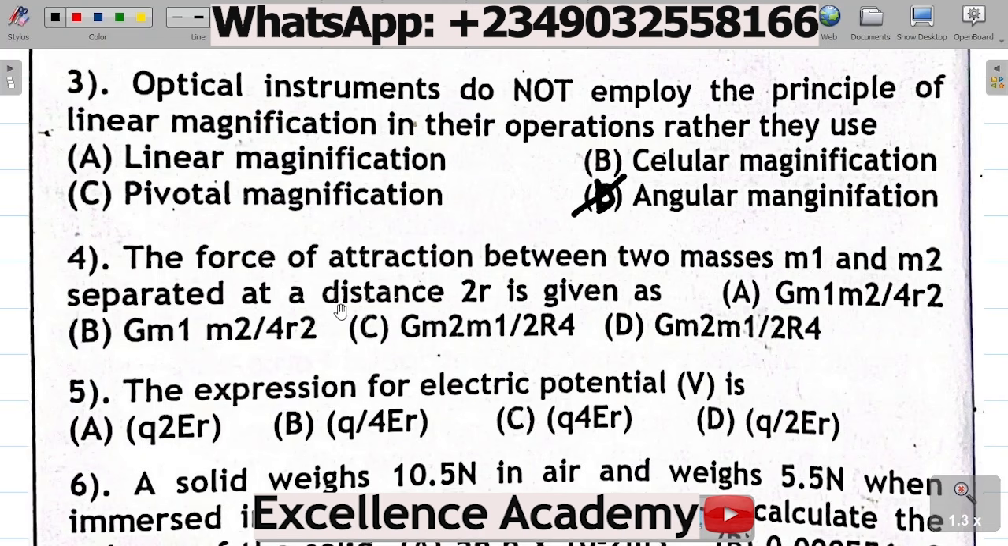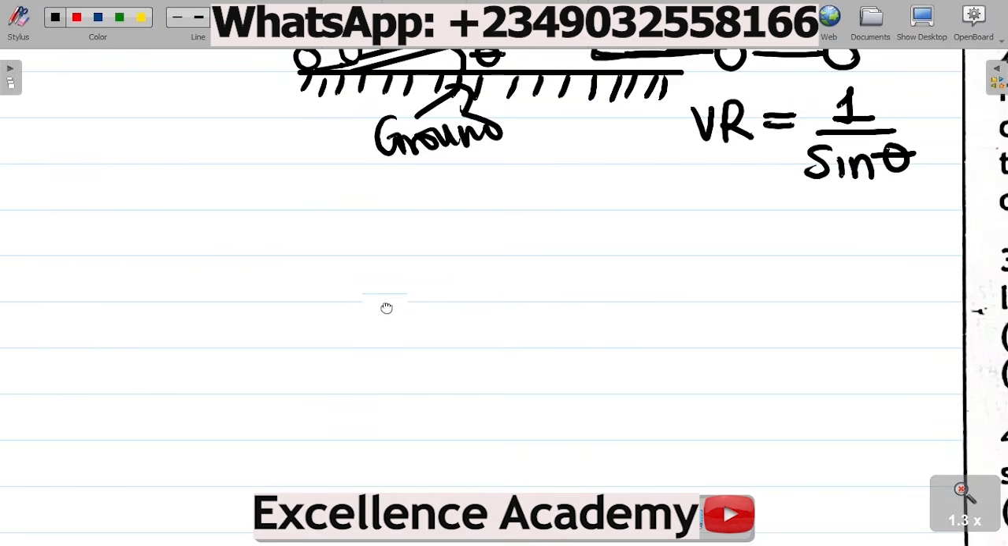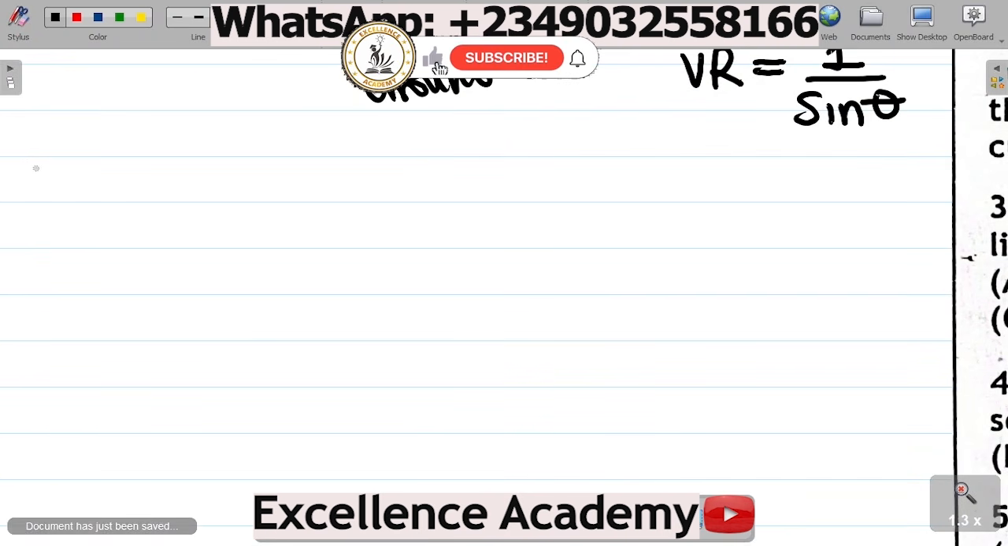Now, for question number 4, we'll employ Newton's law of universal gravitation. It says the force of attraction between two masses. You have two masses M1 and M2, and it said the distance of separation is 2r. So for question 4, you have two masses M1 and M2. Let me use this.